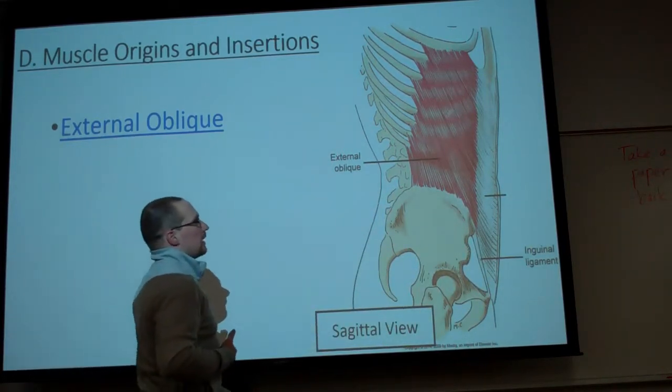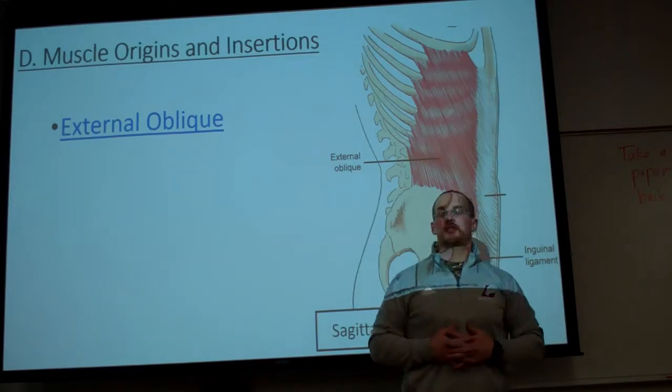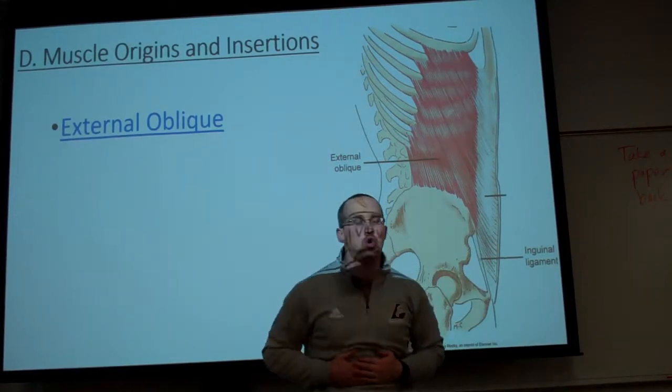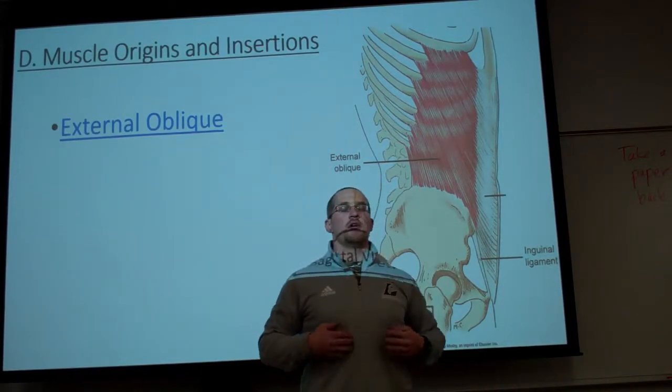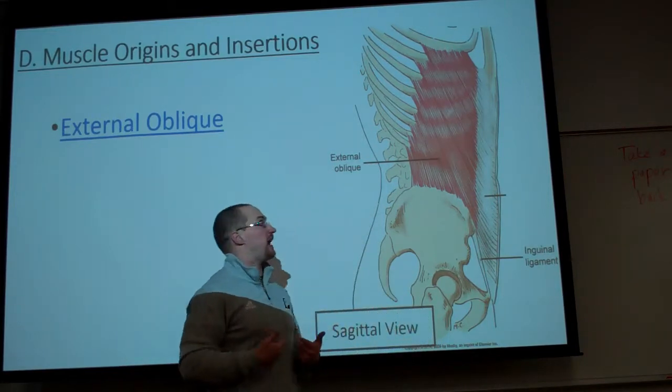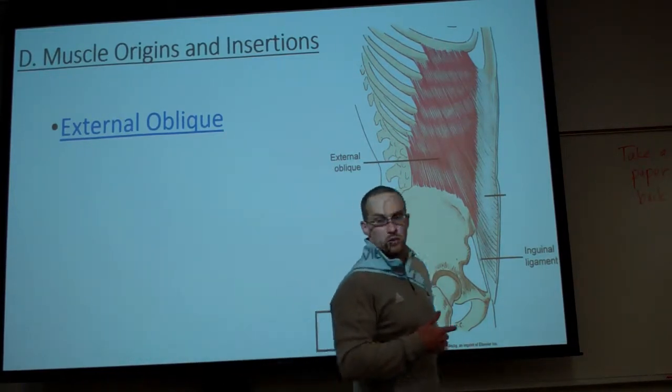Finally, this muscle also helps with forced expiration. So if I blow my air out really fast, external oblique is going to help me out with that.